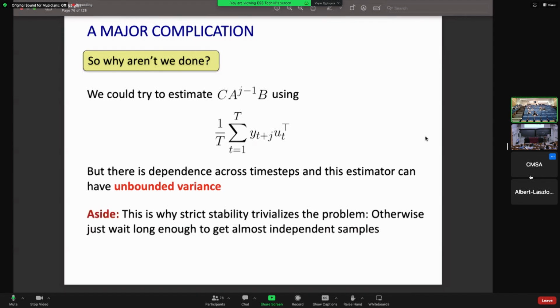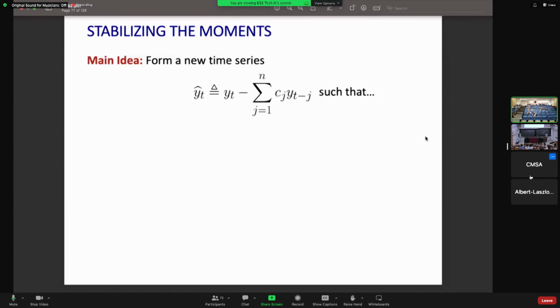Just as an aside, I belabored the point that strict stability trivializes the problem. Now it's easy to see why. When it's strictly stable, remember that if we wait long enough, we get independent samples. So I can just take independent samples from my long trajectory by taking one observation, getting an unbiased estimator, waiting a long time for mixing, and taking another one. Mixing trivializes the problem, and getting around it is where the action happens.